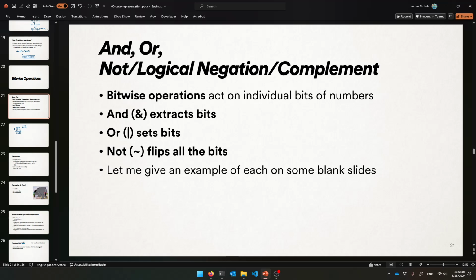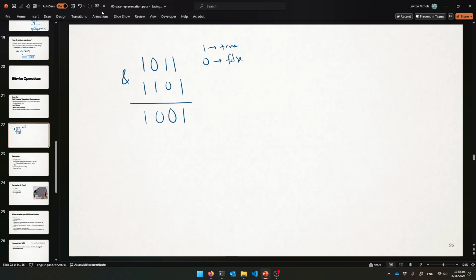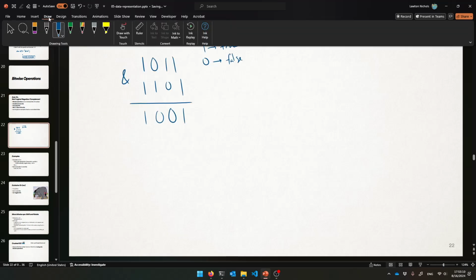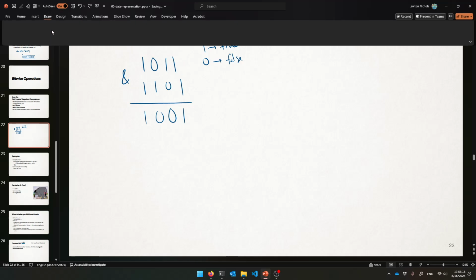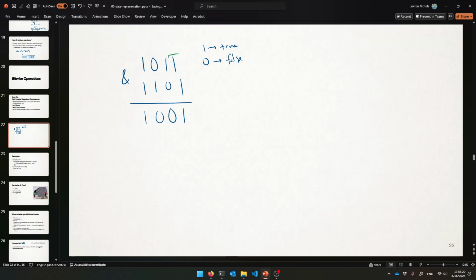And so AND is good for extracting the bits of a number. Let's say we have this number, and we'd like to extract this digit. I'd like to extract this digit. I don't care about this digit, but I want to extract these other two digits. All right. So the way you do that is you put a 1 in the bit positions that you want to extract of the other number, and you put a 0 where you don't care, and watch what happens.